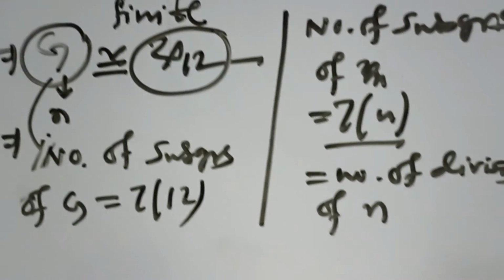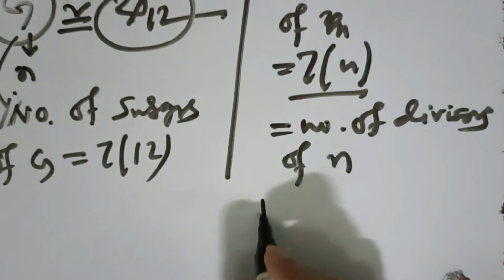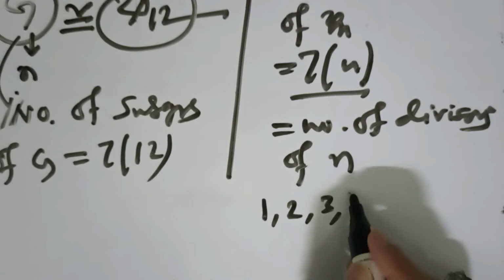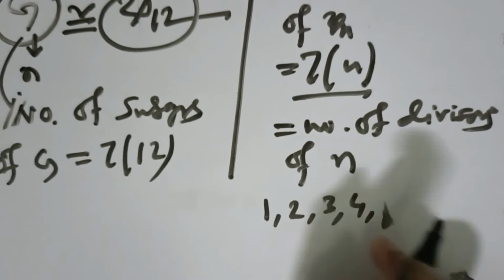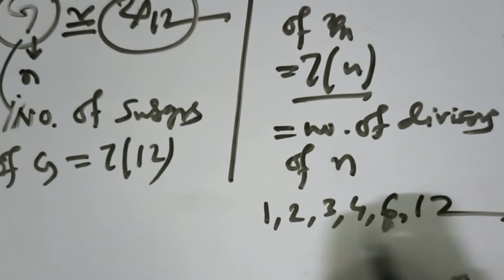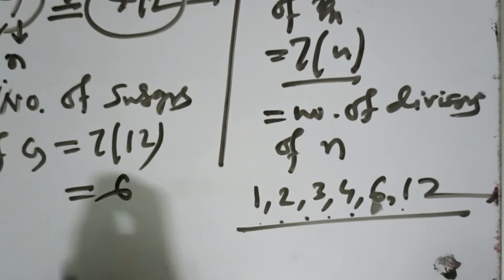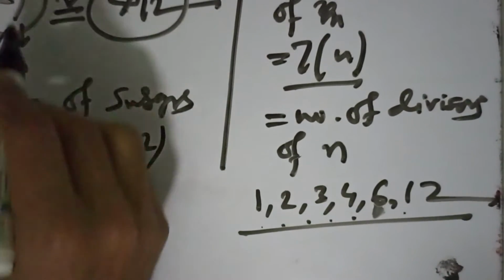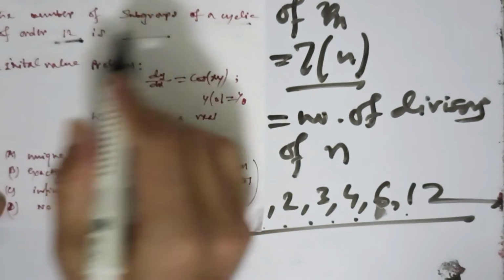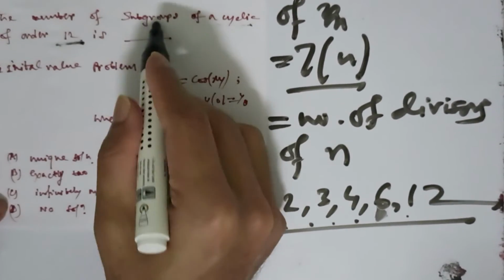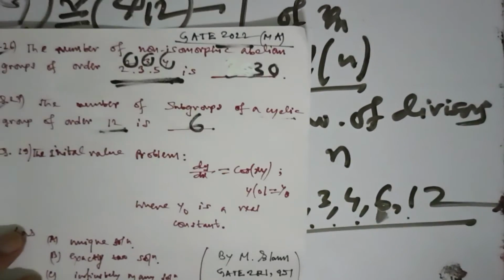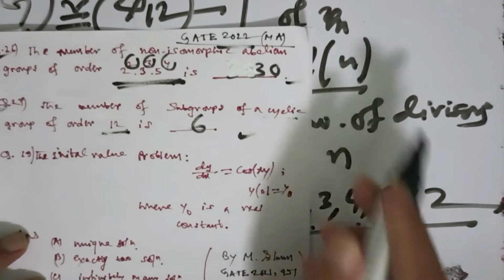So divisors of 12. What are the divisors of 12? The divisors of 12 are 1, 2, 3, 4, 6 or 12, right? These are 1, 2, 3, 4, 5, 6 divisors. So G has 6 subgroups. So the number of subgroups of a cyclic group of order 12 is 6. Okay, so 6 is the answer.